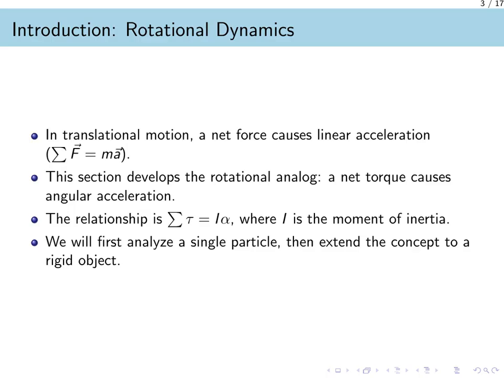The mathematical relationship is that the net torque, represented by the Greek letter tau, is equal to a quantity I times the angular acceleration, alpha. This new quantity, I, is called the moment of inertia. Think of it as the rotational version of mass. It is a measure of an object's resistance to changing its state of rotation. To develop this idea fully, we will first analyze a single particle and then generalize to a rigid object. The fundamental takeaway is this: net torque causes angular acceleration.